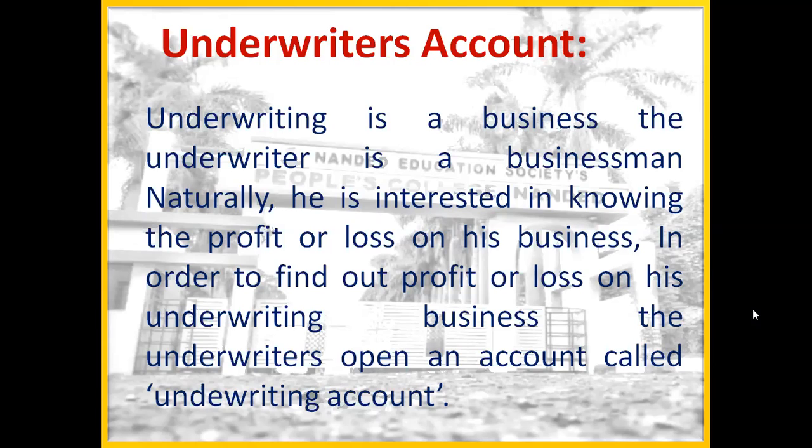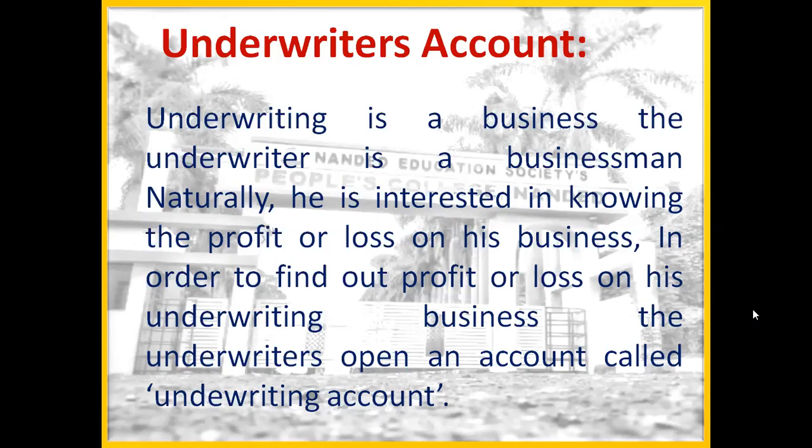Number three, the underwriter receives application money, allotment money, and call money from the sub-underwriter. These receipts are credited to the underwriting account. Number four, the underwriter receives commission and overriding commission from the company. It is credited to the underwriting account. Number five, the underwriter has to pay commission to the sub-underwriter. It is debited to the underwriting account. Number six, underwriting expenses are debited to the underwriting account.